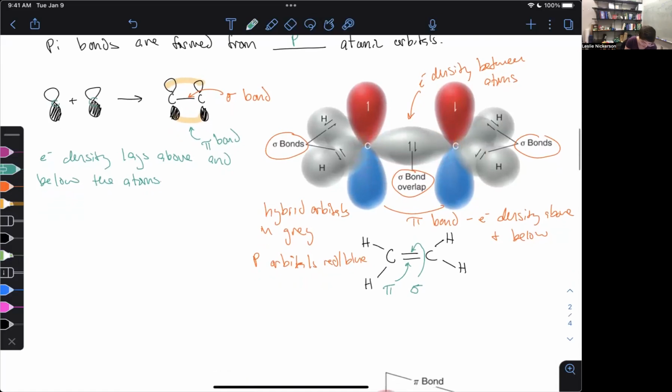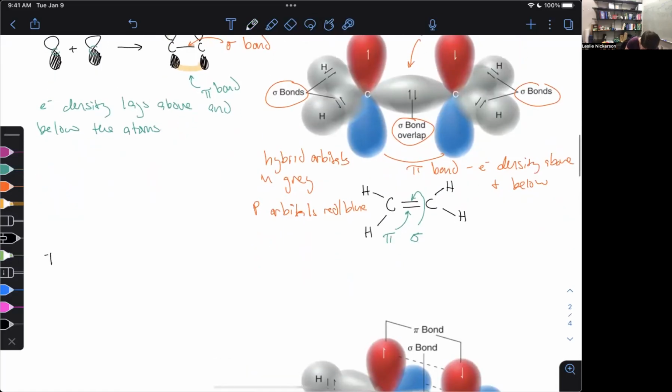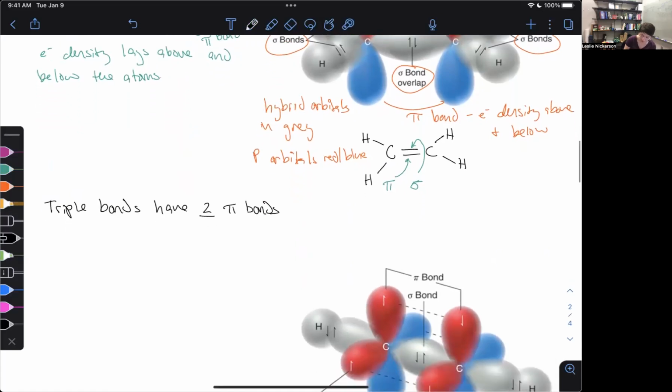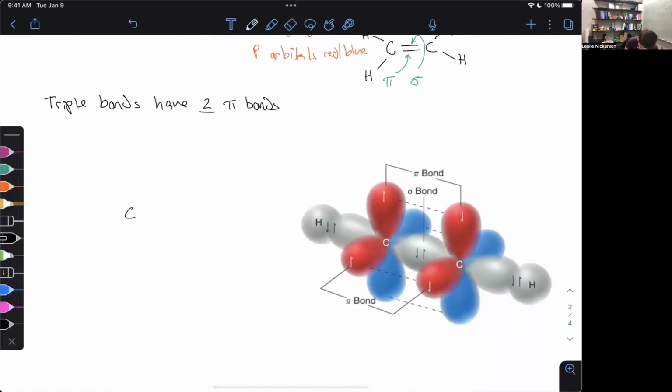All right, so triple bonds are a fun one. So triple bonds actually have 2 pi bonds. Okay, so if we're looking at acetylene, which is this guy. Okay, so now we've got 3 lines holding those carbons together. So one is going to be a sigma bond. And then we're going to have 1 pi bond, 2 pi bonds. So total of 3 bonds holding those carbons together.